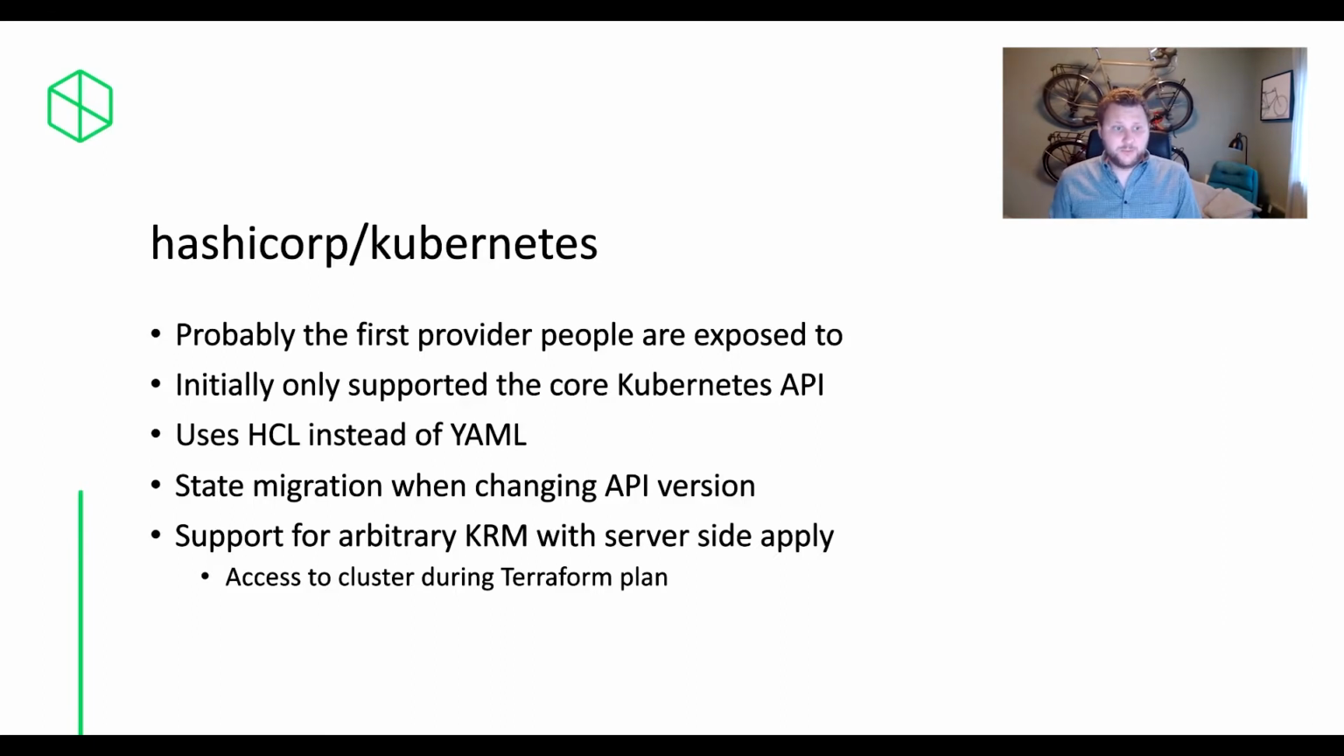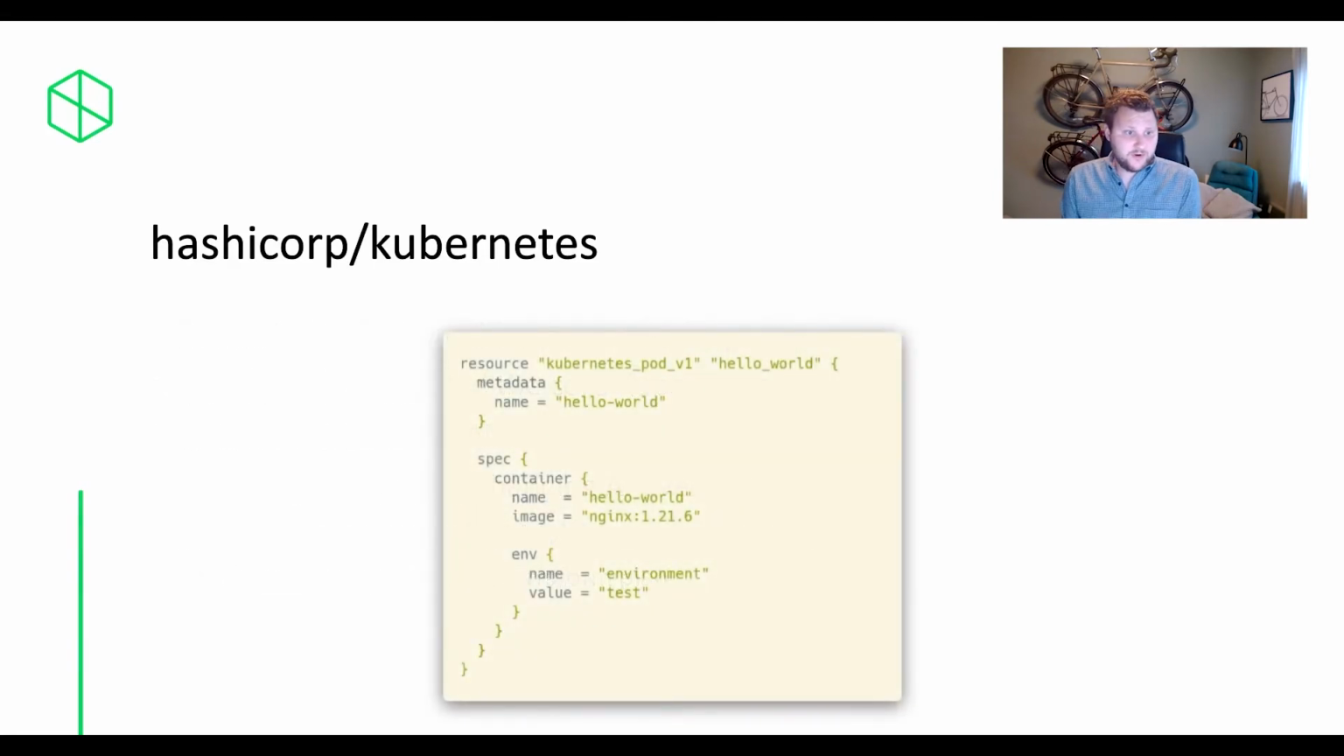This is how a resource defined with the Kubernetes provider would look. So in this case, we're creating a pod. There's a pod of V1 in this case. It has metadata, it has a spec. It's very similar to the initial example that we saw before in YAML, but in this case, it's in HCL.